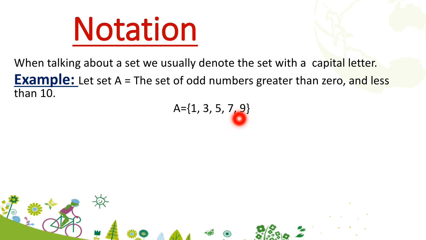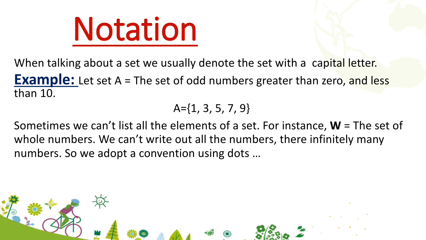1, 3, 5, 7, 9 are the elements of the set, and the set is usually represented with a capital letter, and the elements of a set are enclosed inside curly brackets, and the elements of the set are separated with the help of commas.